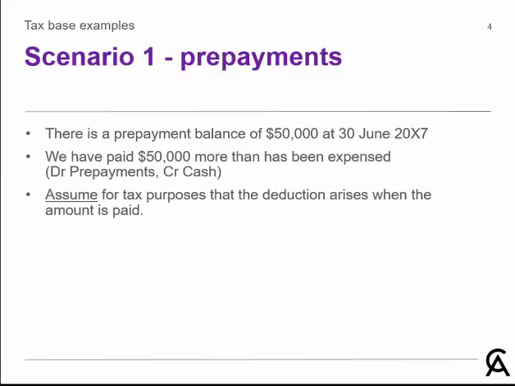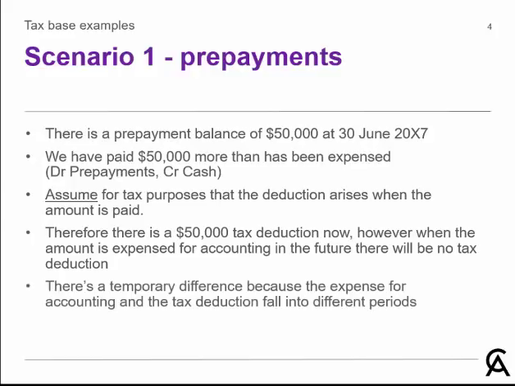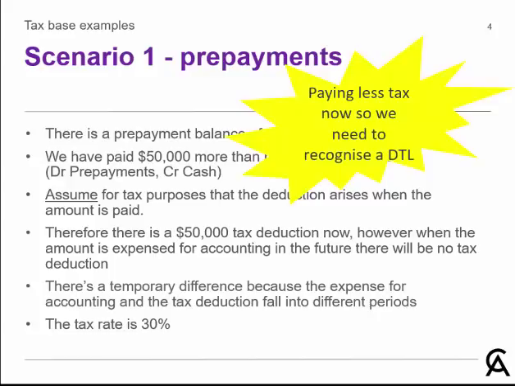Now assume for tax purposes that the tax deduction arises when the amount is actually paid. Therefore, there's a $50,000 tax deduction now. However, when the amount is expensed for accounting in the future, there will be no tax deduction because we've already claimed it. This gives us a temporary difference because the expense for accounting and the tax deduction fall into different periods. Now let's assume that the tax rate is 30%. So applying some logic, we're going to be paying less tax now because we're getting that deduction up front. So we'll need to recognise a deferred tax liability.